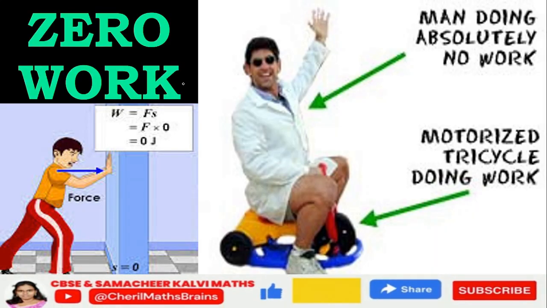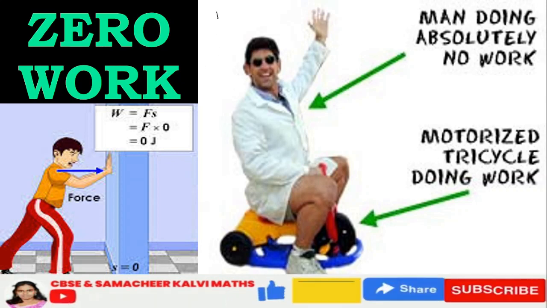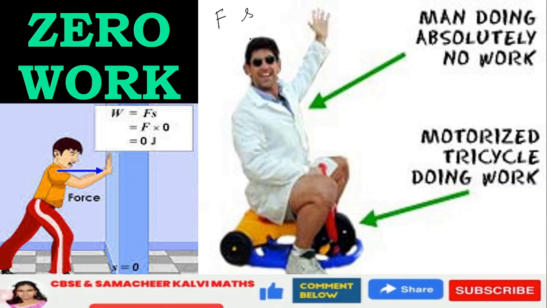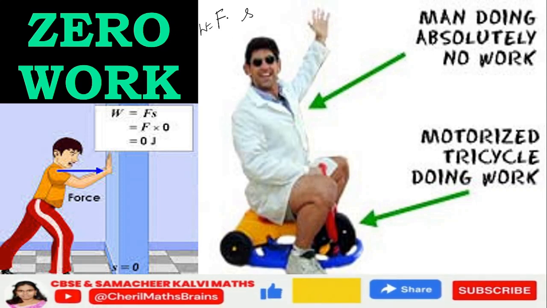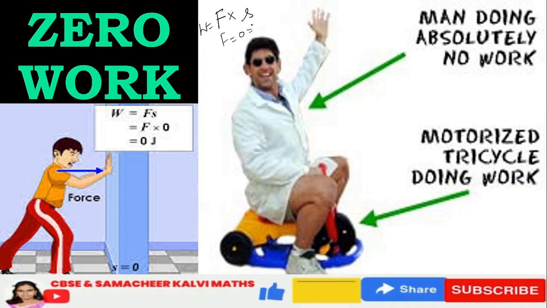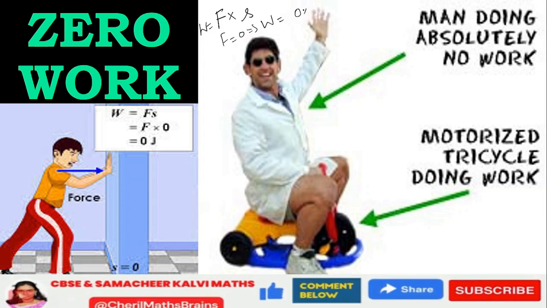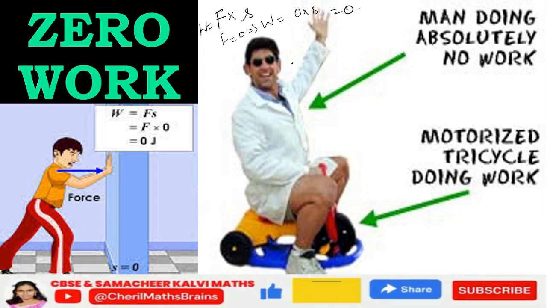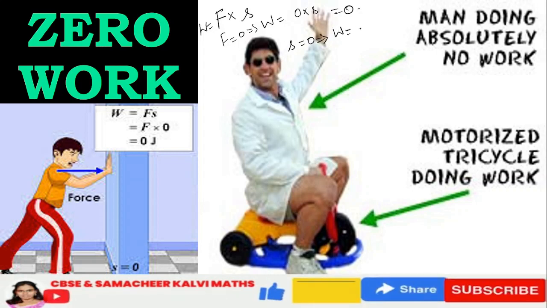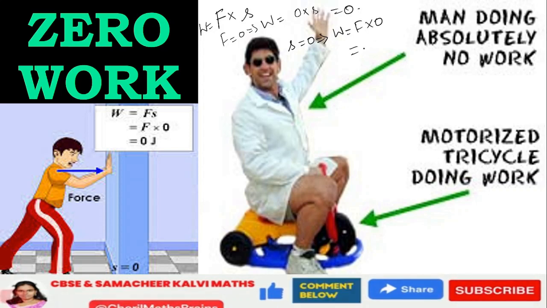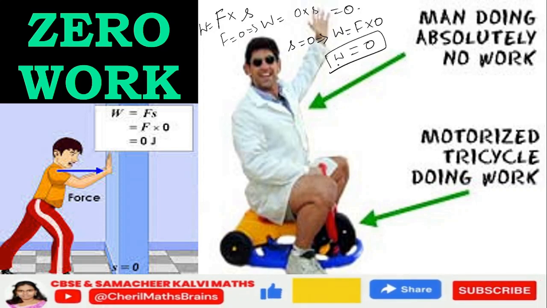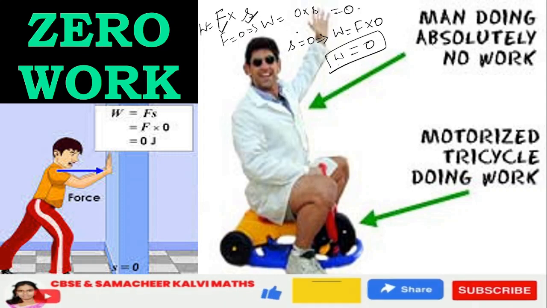So what is zero work? As I told you, work can be zero when either F or S is going to be zero, because work is what? Force into displacement. So if F is going to be 0, then W will be 0 into S, which will be 0. Or if S is going to be 0, then W will be F into 0. In that case also work will be 0. Okay, so work can be 0 if either F or S is going to be 0.